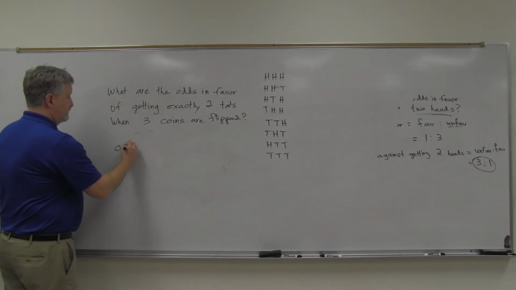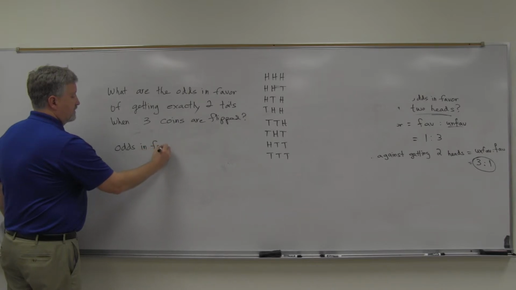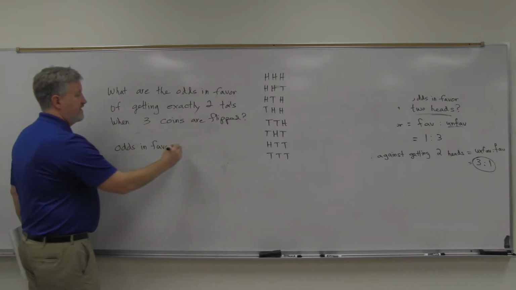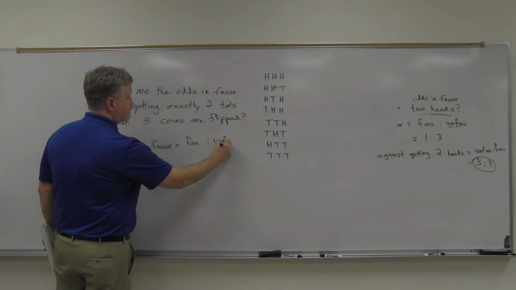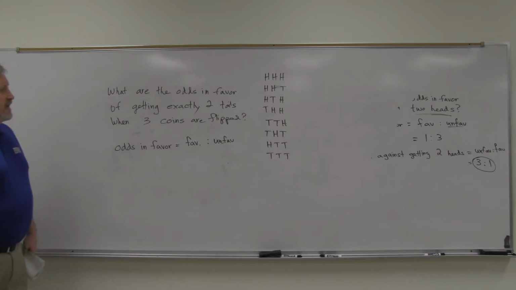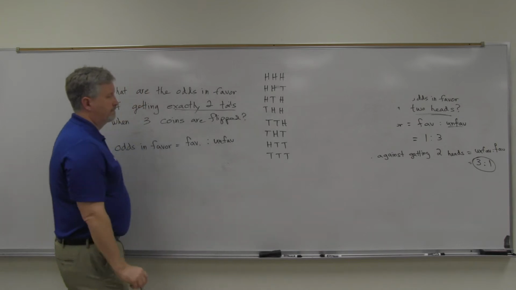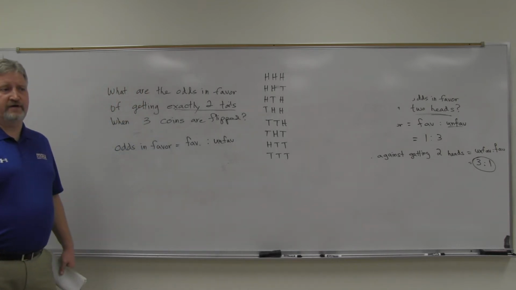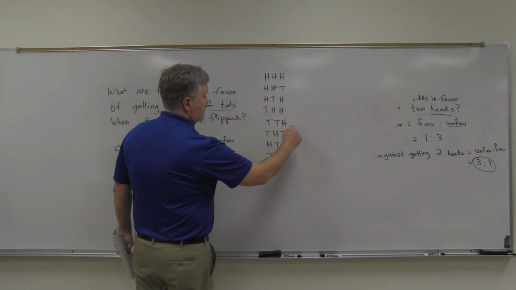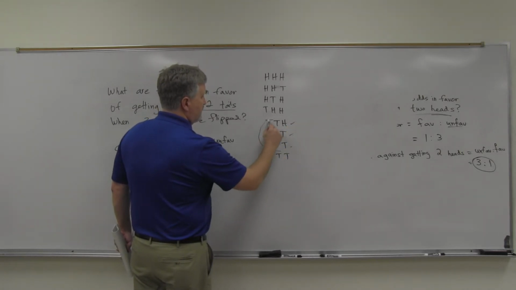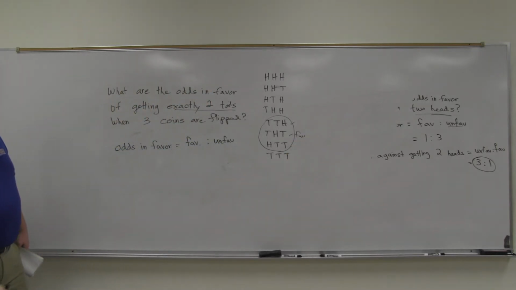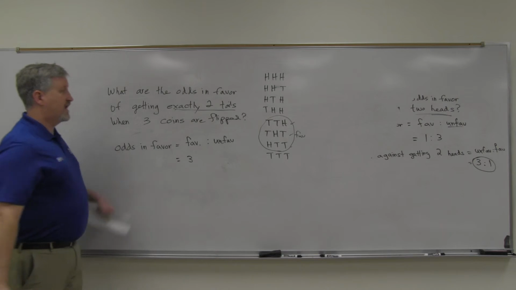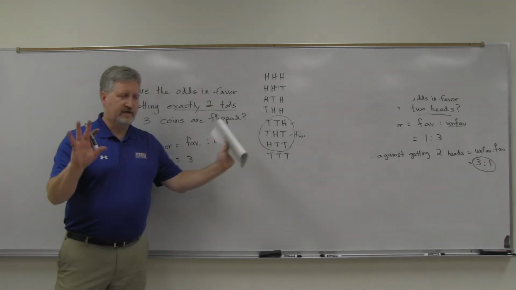However, we want the odds in favor, and for the odds in favor, the order goes favorable to unfavorable. So let's figure this out. How many of them had exactly 2 tails? That would be the favorable ones, right? Exactly 2 tails. This one, this one, this one, yeah. These 3 right here. Those would be my favorable ones. So there's 3 of them that are favorable. Now it has to be exactly 2 tails, so this one has 3, so that doesn't fit in the category.